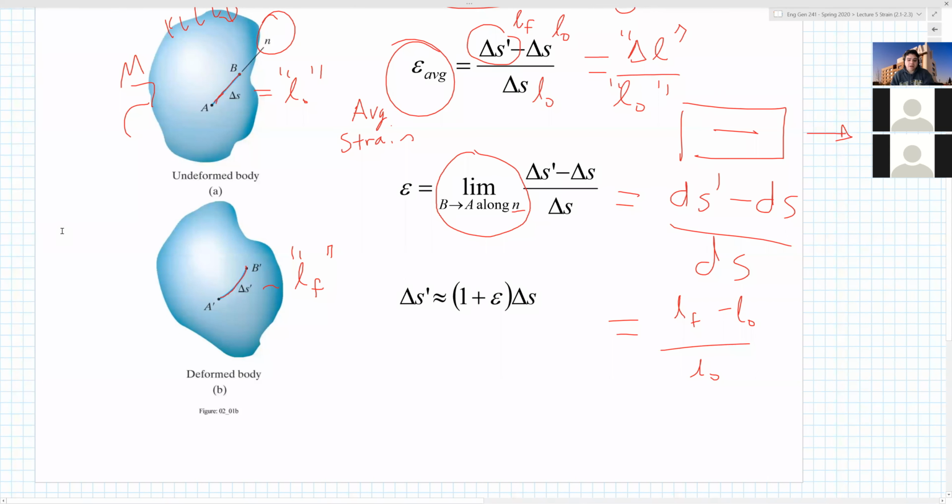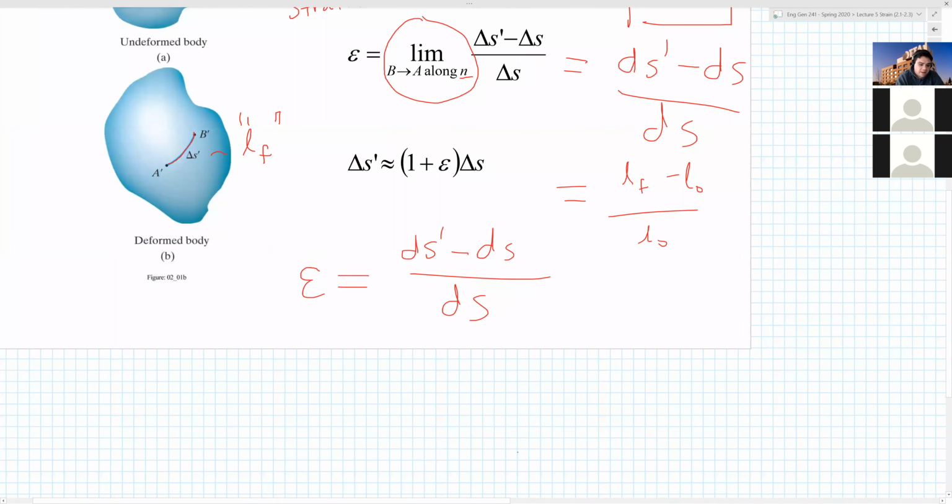Strain is your final minus your initial over your initial. What I want to know is what is my final length, right? If I know how much my material is going to strain, I want to know if my bar was 1 meter, and I applied some force, I strained it, what is my final length of the bar? It's going to get stretched if I stretch it.